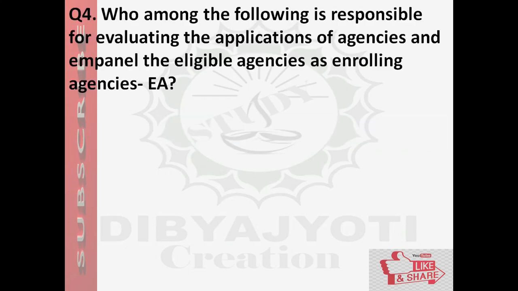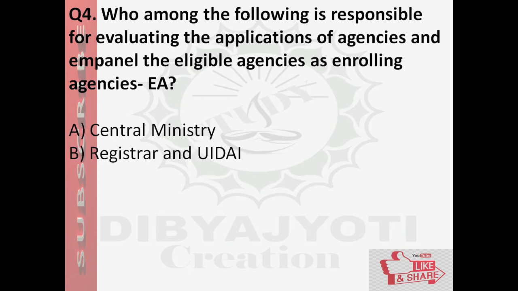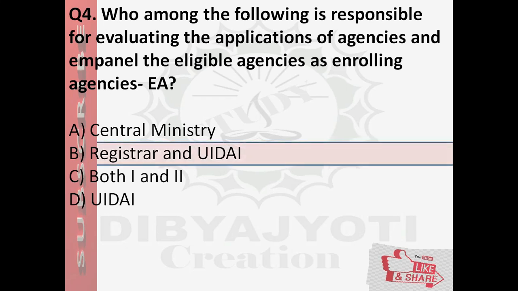Next question, who among the following is responsible for evaluating the applications of agencies and empanel the eligible agency as enrolling agencies, EA, enrolling agency? Options are option A, central ministry, option B, registrar and UIDAI, option C, both 1 and 2, option D, UIDAI. And the answer is option B, registrar and UIDAI.